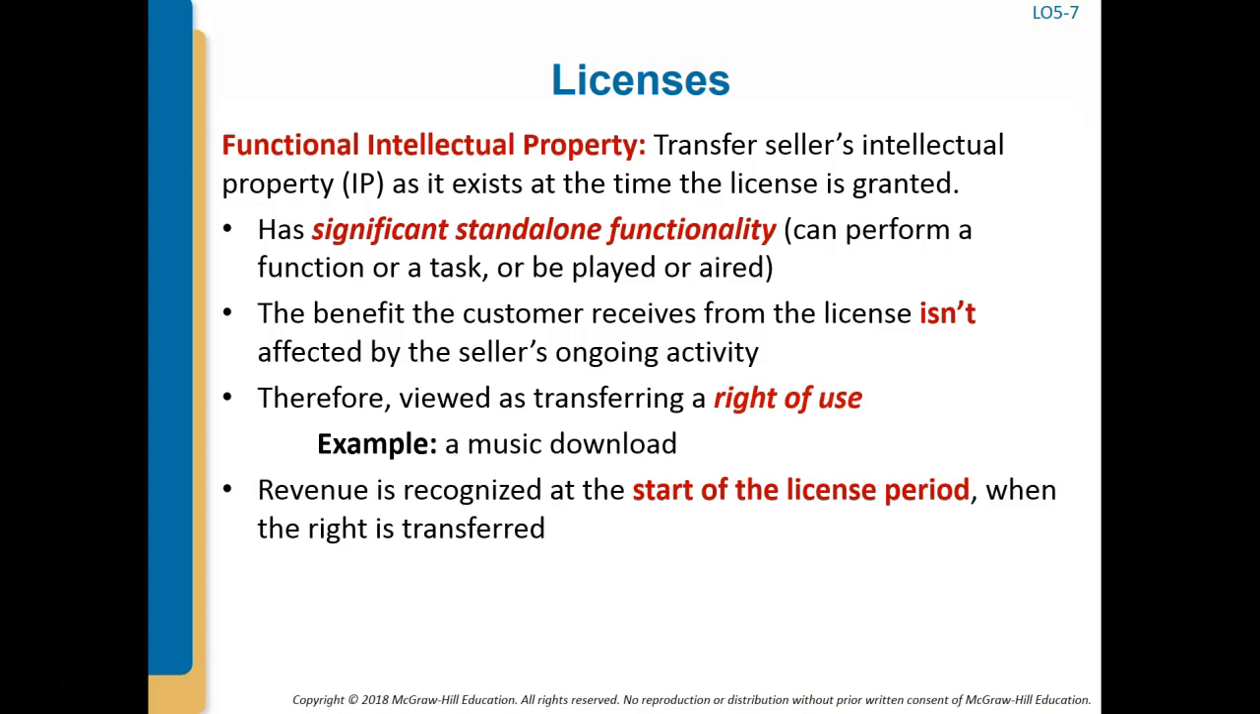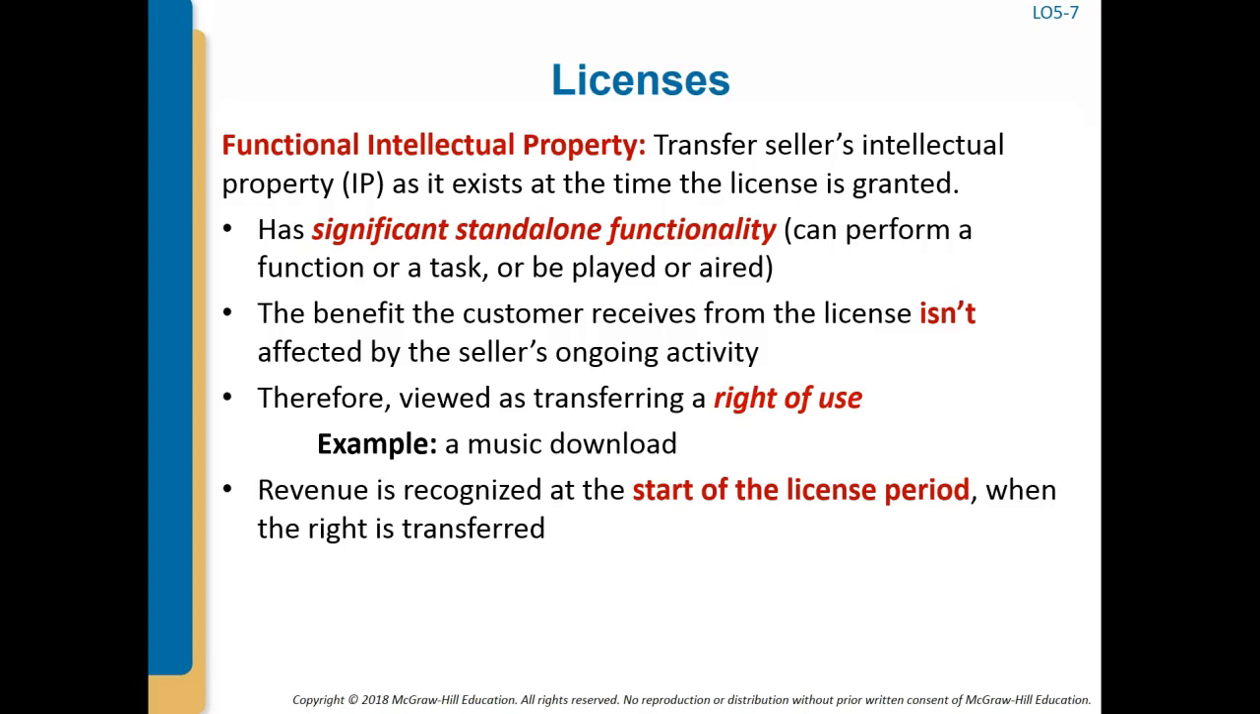Licenses are rights to use the company's intellectual property, such as software, technology, and media. Some licenses transfer a right to use that intellectual property that has a significant standalone functionality, meaning it can perform a function or a task or be played or aired. The benefit the customer receives from the license isn't affected by the seller's ongoing activity. Examples of this functional intellectual property would include software like Microsoft Office, drug formulas, and media content like books, music, and movies. For licenses of functional intellectual property, sellers recognize revenue at the point in time that the customer can start using that intellectual property.